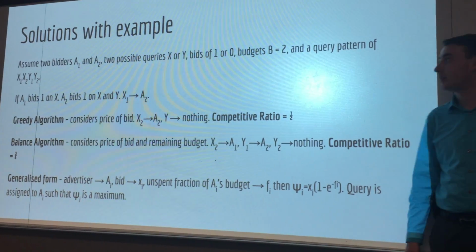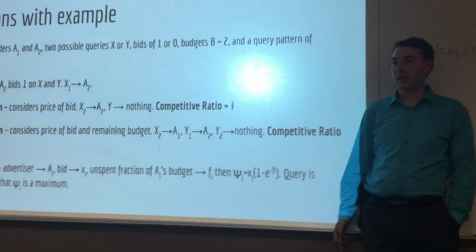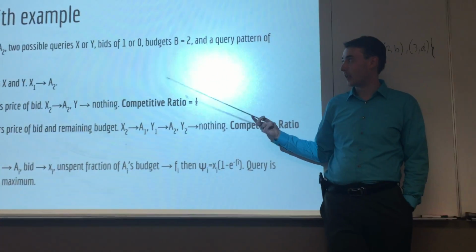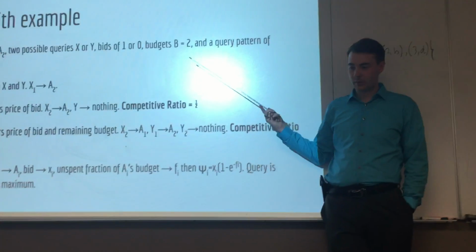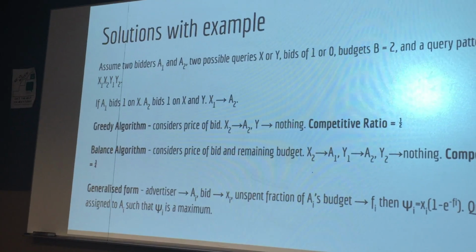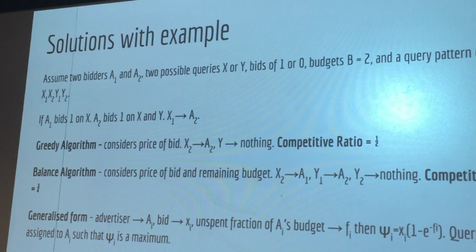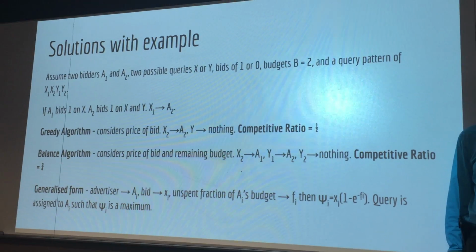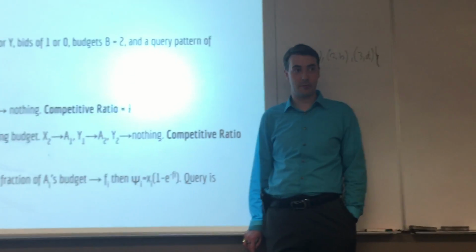So how companies determine this, or the algorithms used to determine this, there are really 2. I will go over an example of the greedy solution, which has a competitive ratio of 1/2, and then the balanced algorithm, which has a competitive ratio of 3/4.